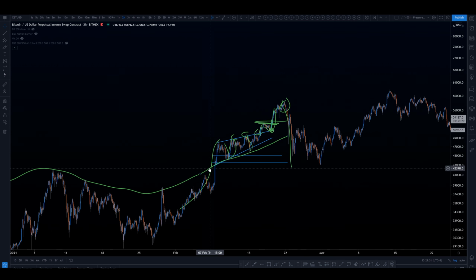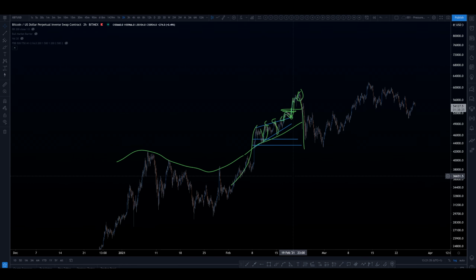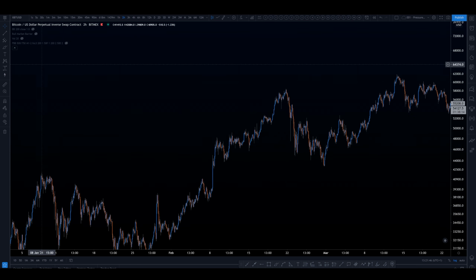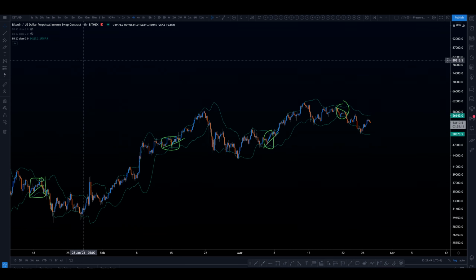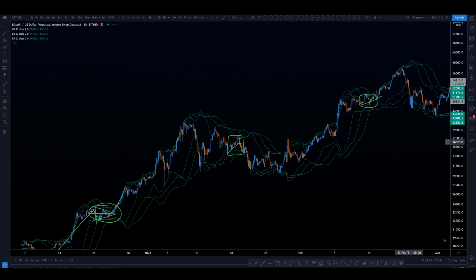There's a lot to learn about these kind of patterns. It's not just, oh, there's a rising wedge, it's bearish. It's falling wedge, is bullish. No, this is not the case. And working with Bollinger Bands might help you actually to find a clue on how powerful these patterns are.